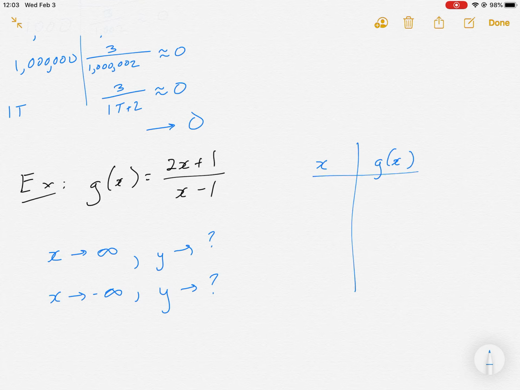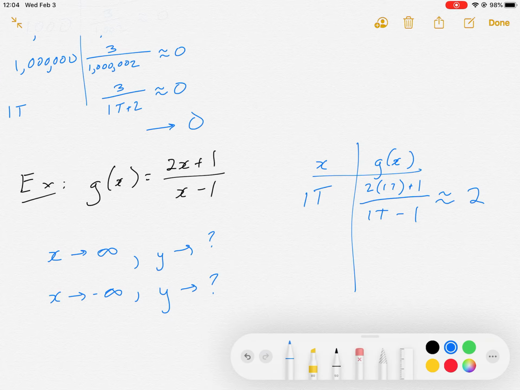So if I do x and then I write g of x here, let's just go straight to 1 trillion. I'm going to have 2 times 1 trillion plus 1. The plus 1 is basically irrelevant because we're already at a trillion. And then I'm also going to have 1 trillion minus 1. The minus 1 is irrelevant at this point because we have a trillion. If you don't believe me, go on to larger numbers. Go on to even larger numbers. If you plug this into the calculator, eventually your calculator will just start spitting out the number 2.